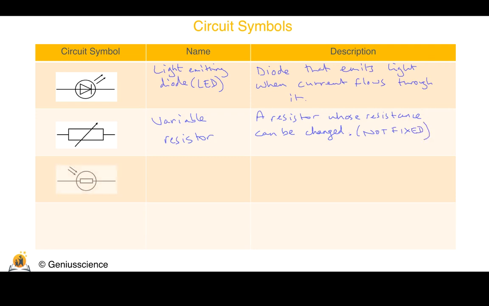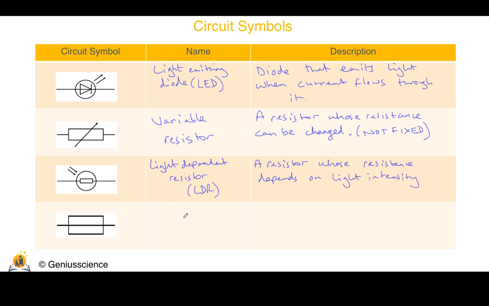Our last two circuit symbols now. This circuit symbol is the circuit symbol for a light dependent resistor, also called an LDR for short. A light dependent resistor is a resistor whose resistance depends on light intensity.